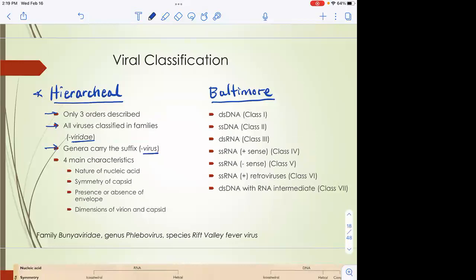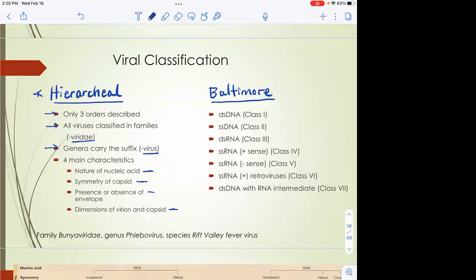How do we put viruses into these genera and families? Well, we look at shared characteristics, things that we can see for the most part. So what's their nucleic acid? Is it DNA? Is it RNA? What does the capsid look like? Is it helical? Is it polyhedral? Is it icosahedral? Is there an envelope? To some extent, just the shape and how big the capsid is. So those are the four main things that we use to put viruses in one of those groups.